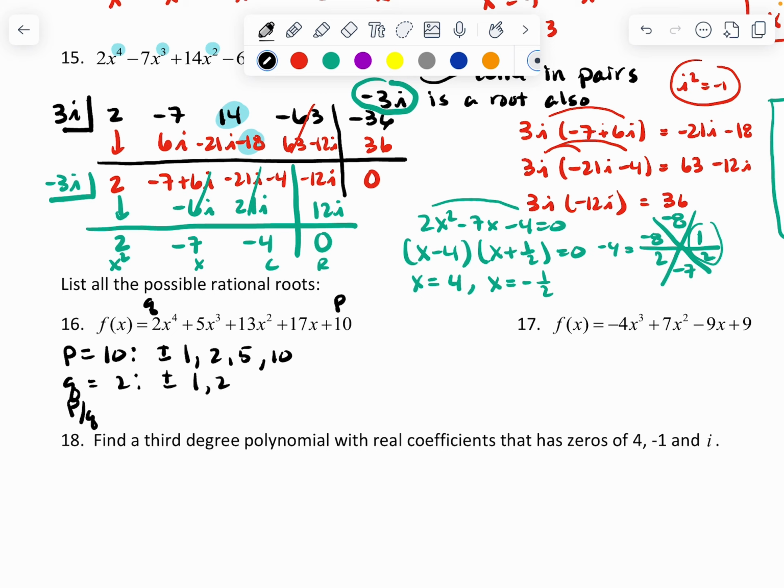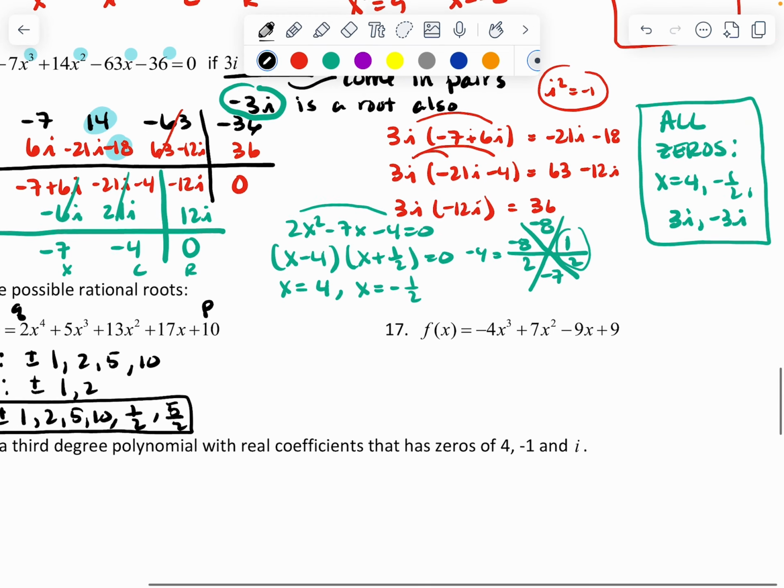So your p's over q's, when I divide these all by 1, I'm going to get plus or minus 1, 2, 5, and 10. If I divide them all by 2, 1 divided by 2 is 1/2. 2 divided by 2 is 1. I already have that one. 5 over 2, and then 10 over 2 is 5. So this should be your list.